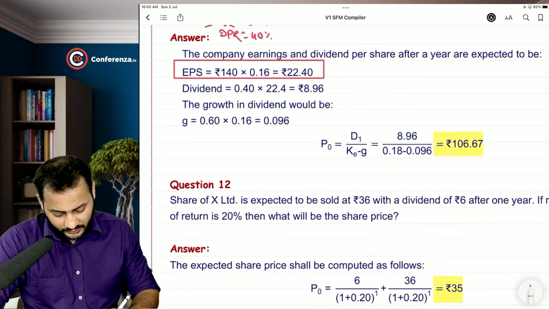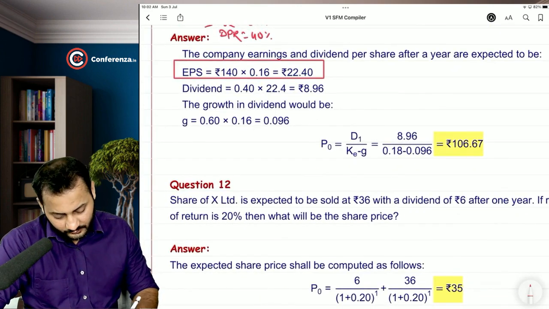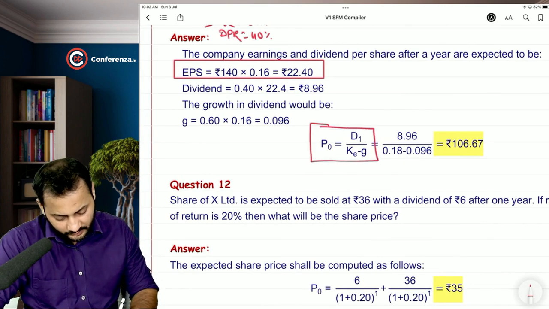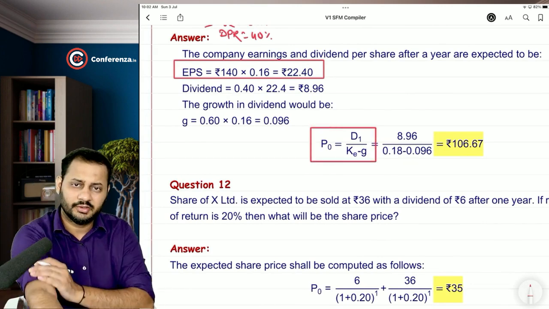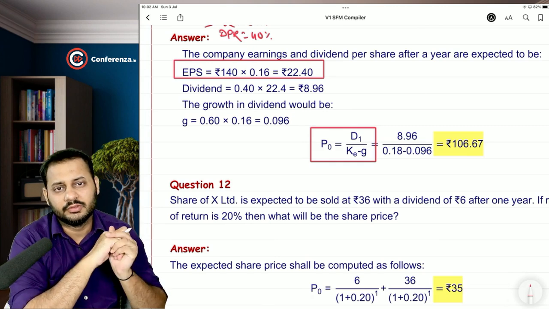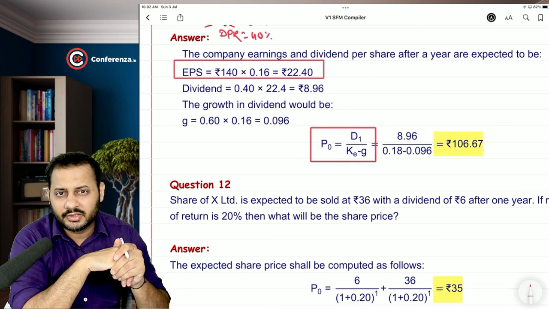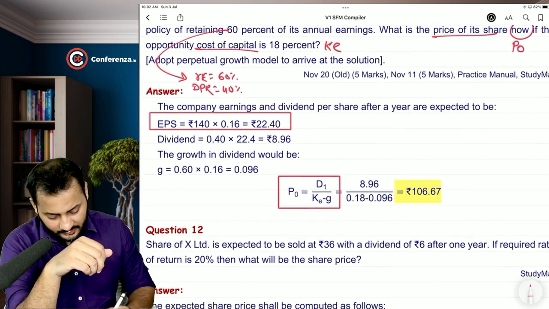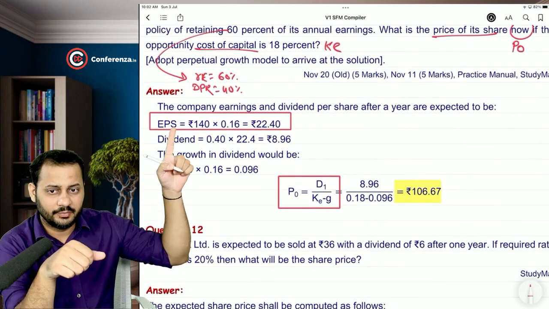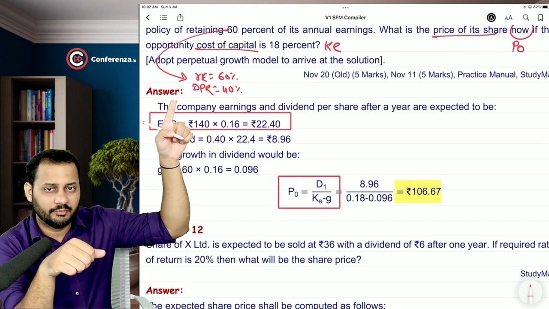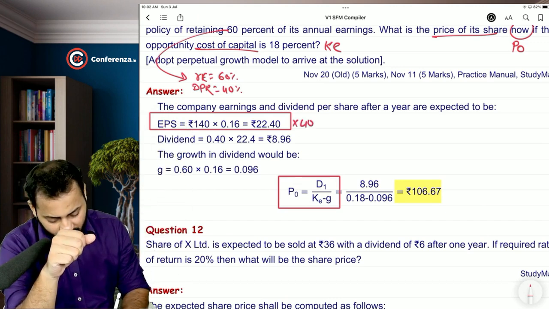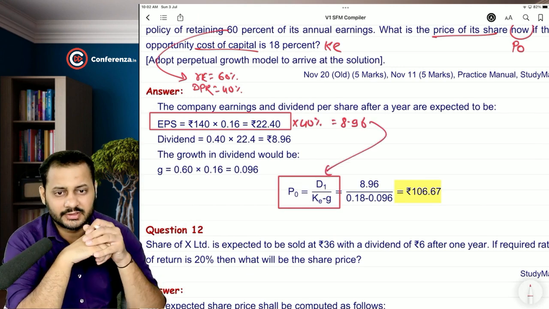Let's come down to this place. This is our perpetual growth model formula. Did we learn about this formula? Yes, sir. We learned about this formula. Market price is equal to D1 divided by cost of equity minus growth. Now, understand the fact that 22.40 is your EPS, and we already told you that DPR is 40%. So, 40% of that will give you 8.96. You will put 8.96 here.